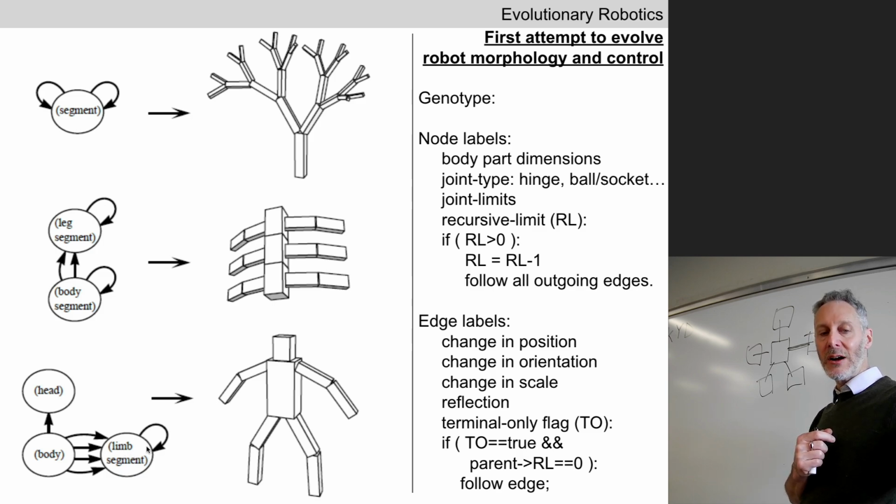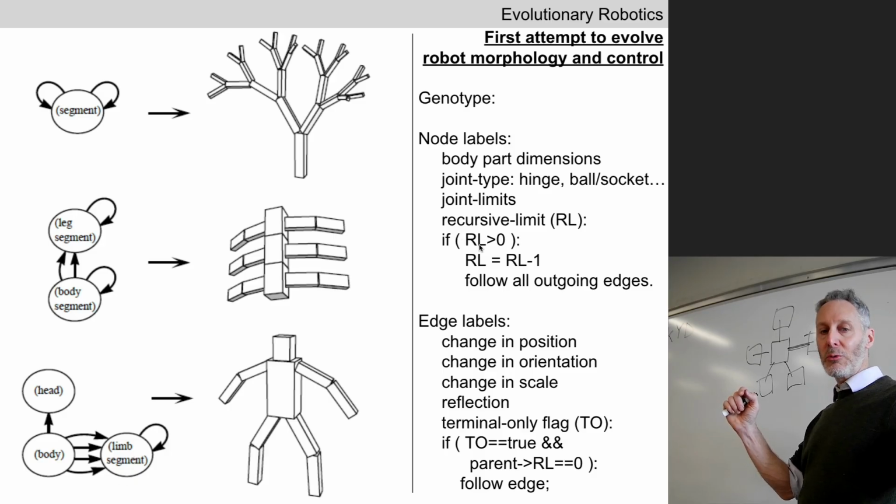When we arrive here, we build the upper arm. When we leave here, we decrease that recursive limit from 1 to 0. We leave this node, follow this edge, get back here, do everything that's described in here, which results in the creation of the lower arm. The recursive limit here is now 0.